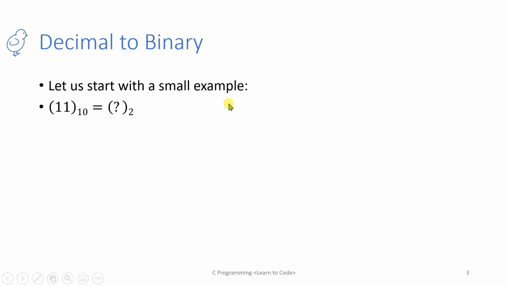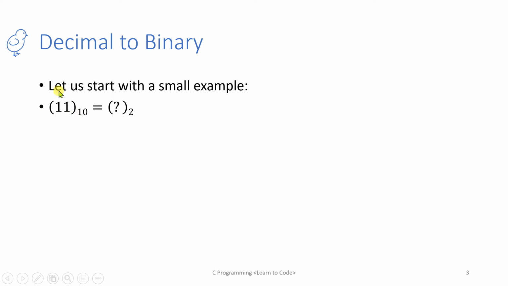So let us take a small example, where a decimal number is given to you, that is 11, and you want to convert it into a binary number. To do that, there are two different methods we are going to discuss. Here I will discuss approach 1, and in the next slide I will discuss approach 2. Approach 2 will be the shortcut method for converting a decimal number to its equivalent binary number. So let us discuss the first approach.